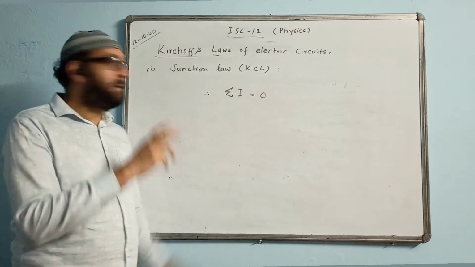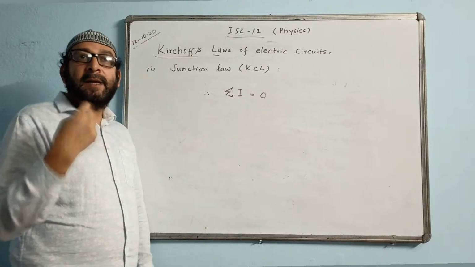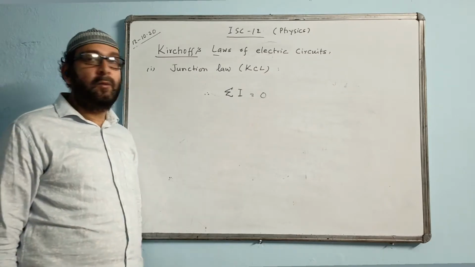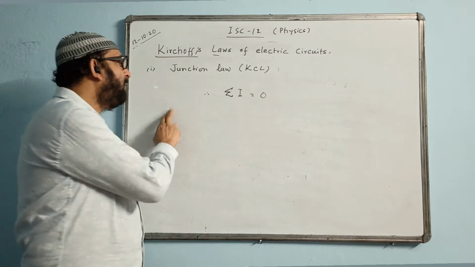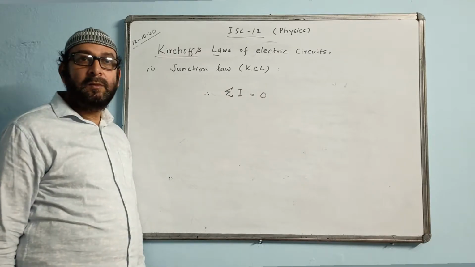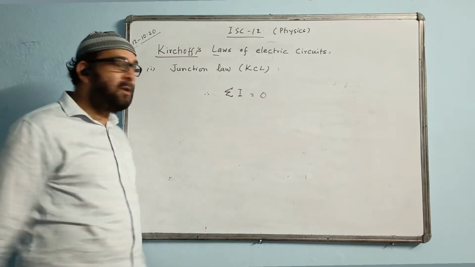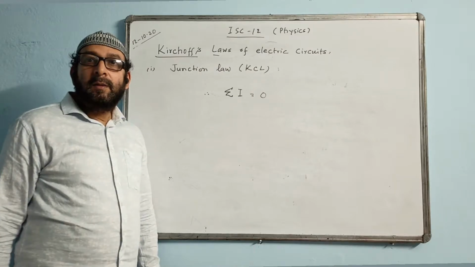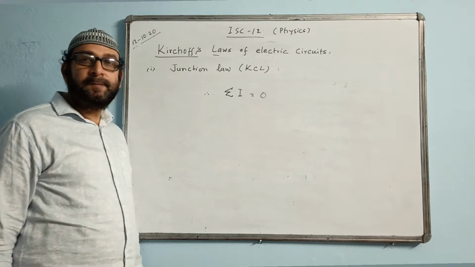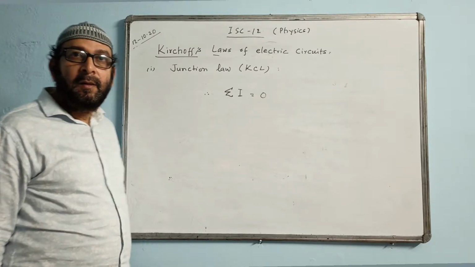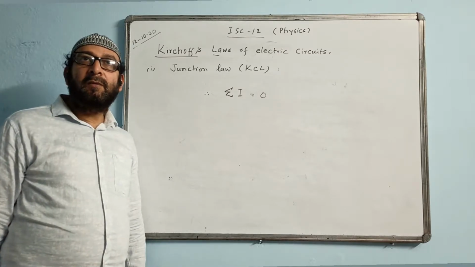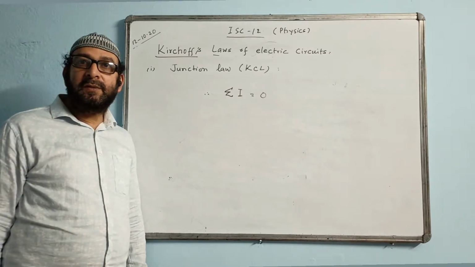It is all about the current, sum of all the currents. Algebraic sum is plus sum and minus sum. Together all the sums will be equal to 0. And immediately write down below, junction law, and underline junction law. Junction law is the consequence of the law of conservation of charges.